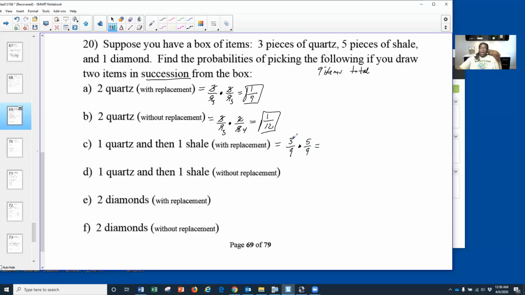So now we're doing our math. 3 goes into 9 3 times. And so then we have 5 over what? And there you have it.